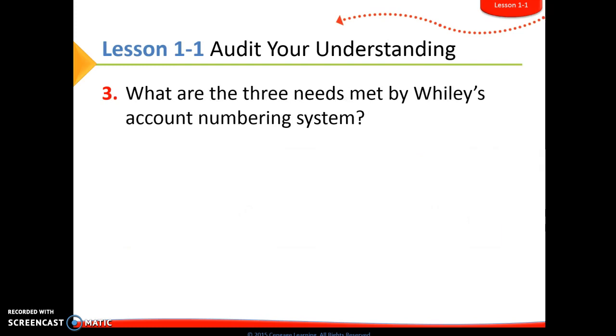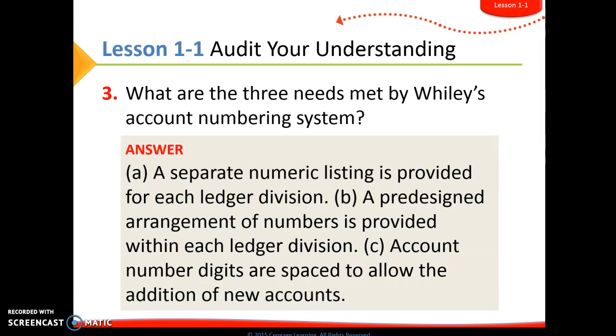And number 3, what are the 3 needs met by Wiley's account numbering system? This was that last slide. A, a separate numeric listing is provided for each ledger division. Then B, a pre-designed arrangement of numbers is provided within each ledger division. And then C, account number digits are spaced to allow the addition of new accounts.